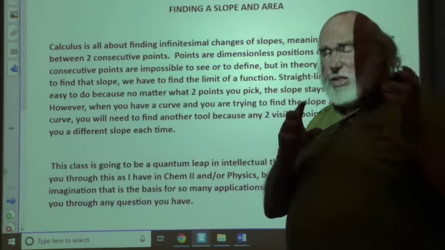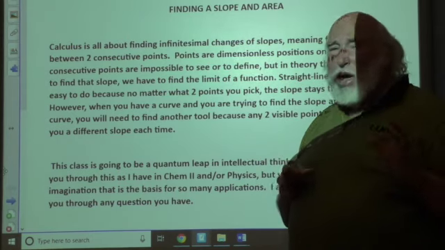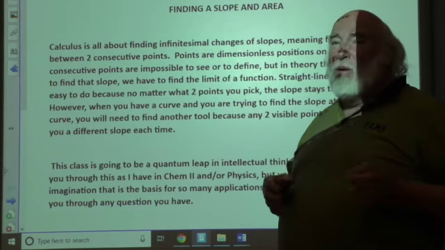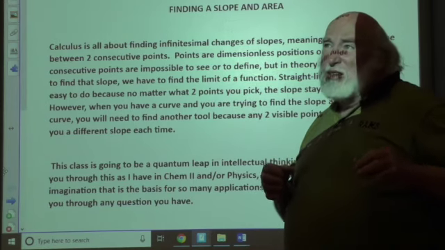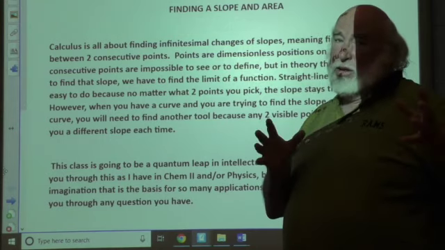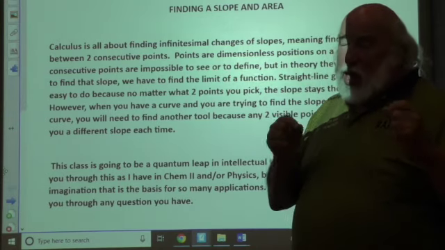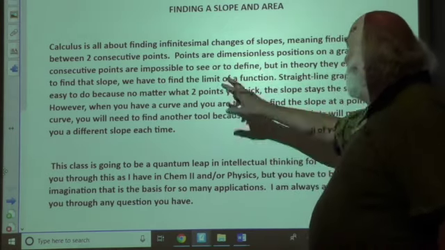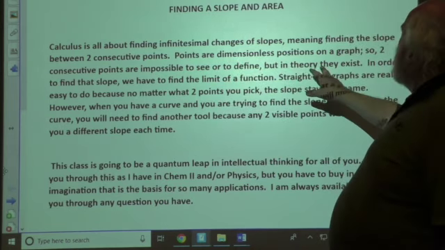Now the word infinitesimal means so small you can't even see it. In fact, so small that they actually aren't. There is no space between them, basically. You can't see it. Bottom line. Points are dimensionless positions on a graph.